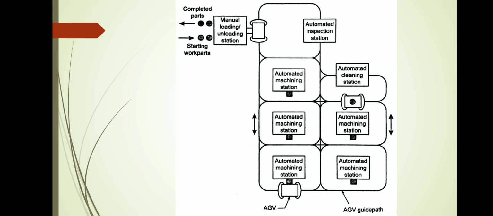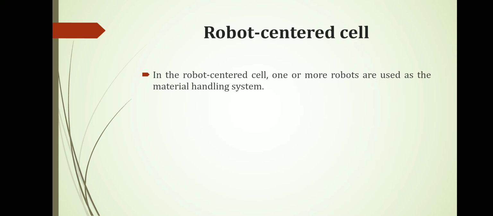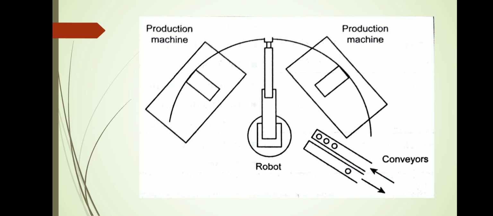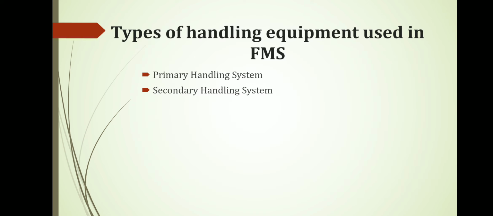Then the open field layout consists of AGV machines. Many AGV machines are utilized to transport the material from one machine to another machine, and then to storage. The AGV machines are controlled by a centralized computer, and based on that, we can transport the material from one place to another. Then the robot center cell: in between the machines, we position a robot. It loads and unloads the raw material and transports it to the conveyor. We utilize robots here, and this is called the robot center.